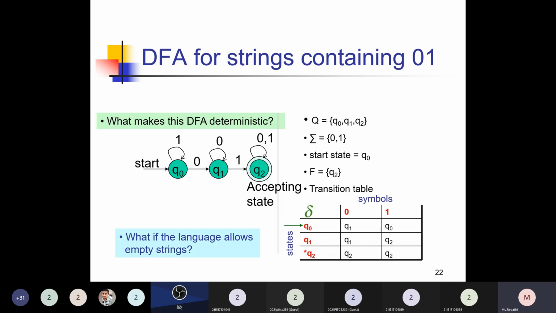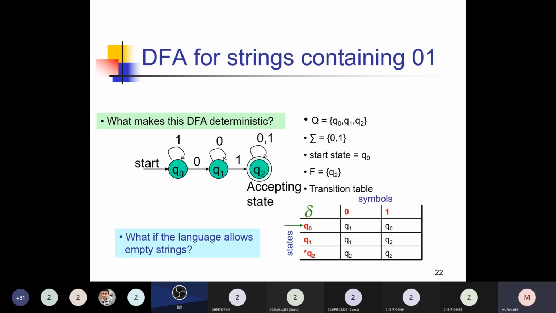We have three different states, so you have to mention capital Q equal to {Q0, Q1, Q2}. This is the binary string, so we know that the alphabet is {0, 1}. Here, an arrow followed by a circle is the initial state, so Q0 is the initial state.